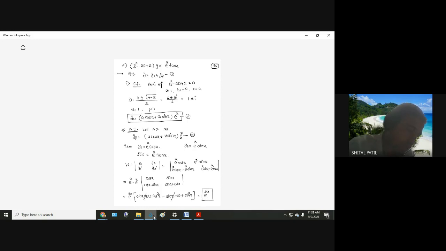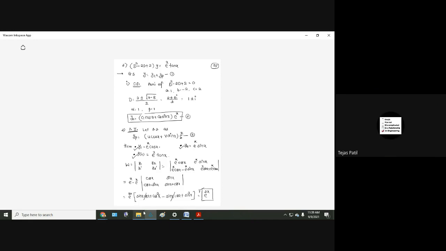So 4 values are required. They are here: y1 is e raised to x cos x, y2, f of x, and this w. These 4 values are required for the next part. Let's try to remember them. Okay, so let me change the page and we'll find u and v. Can I change the page? Have you written everything? Yes, sir.